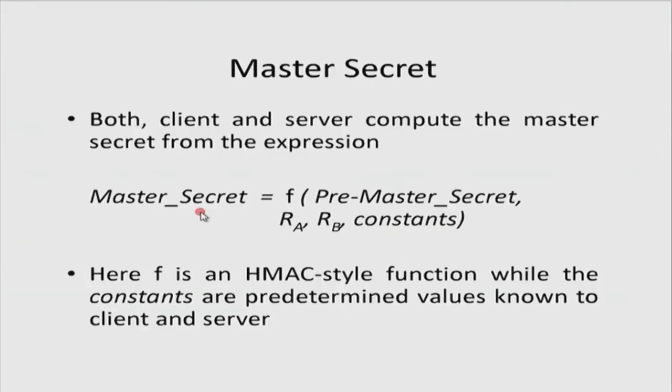So I can get a new master secret if I keep this thing fixed and just vary these two things. I would like to keep this thing fixed because communicating this and decrypting this and so on takes a lot of time. So from time to time, I will change the master secret. How? Only by changing these two values, even though this thing is fixed. And why do I want this thing fixed? Because it incurs a lot of overhead. So here f is an HMAC style function, while the constants are predetermined values known to both client and server.